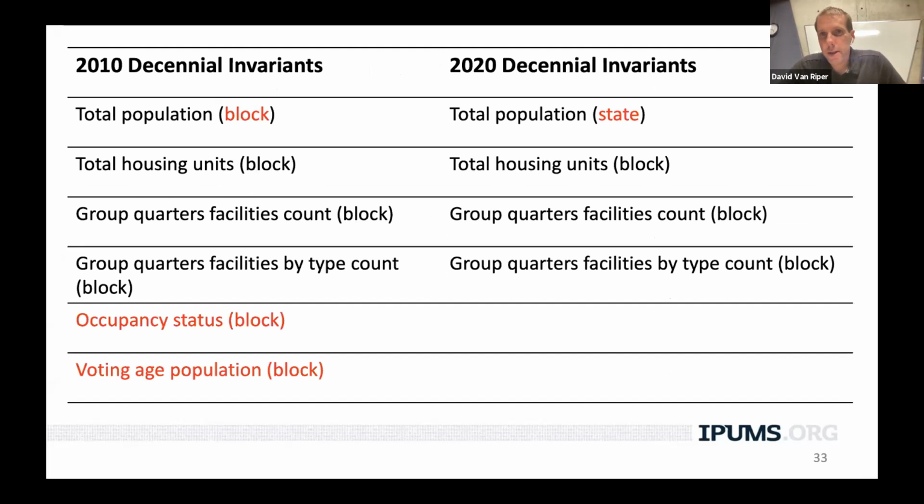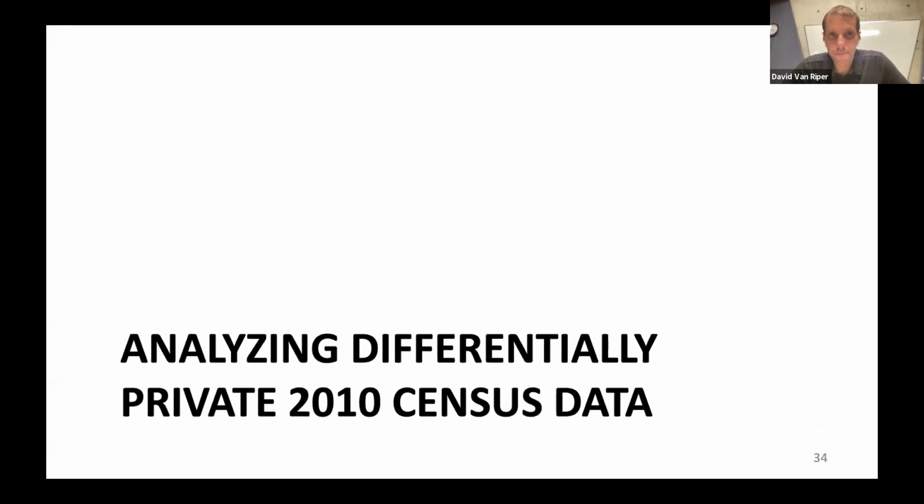In 2020, the invariants are total population at the state level, total housing units at the block level, and a couple of group quarters counts. This was different from 2010. In 2010, the total population at the block level was invariant, as was occupancy status and voting age. So what does this look like in practice?